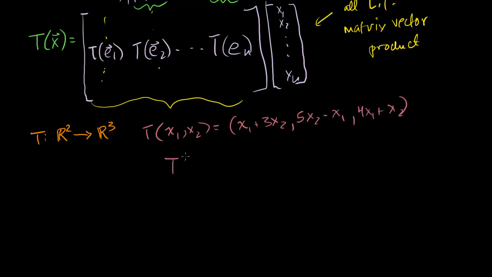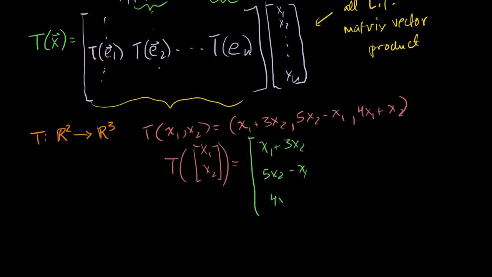I could write T of any vector in R2, x1, x2, is equal to, and maybe this is redundant, but I think you get the idea. I like this notation better: x1 plus 3x2, 5x2 minus x1, and then 4x1 plus x2. This statement and the one I just wrote are equivalent, and I like to visualize it a little bit more. Now, I just told you that I can represent this transformation as a matrix-vector product. How do I do it?